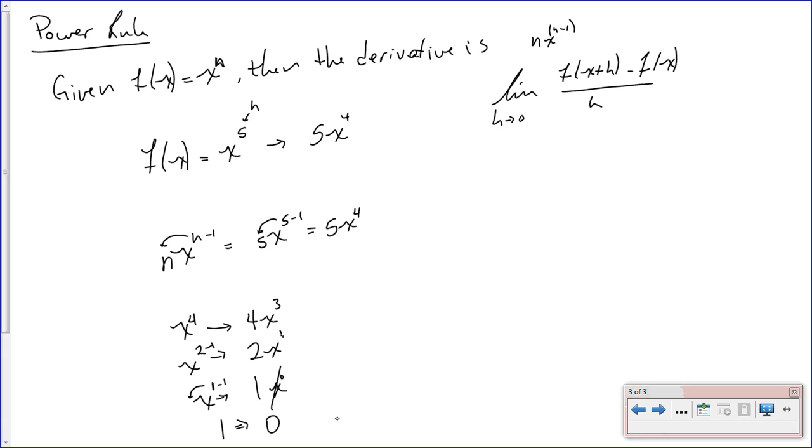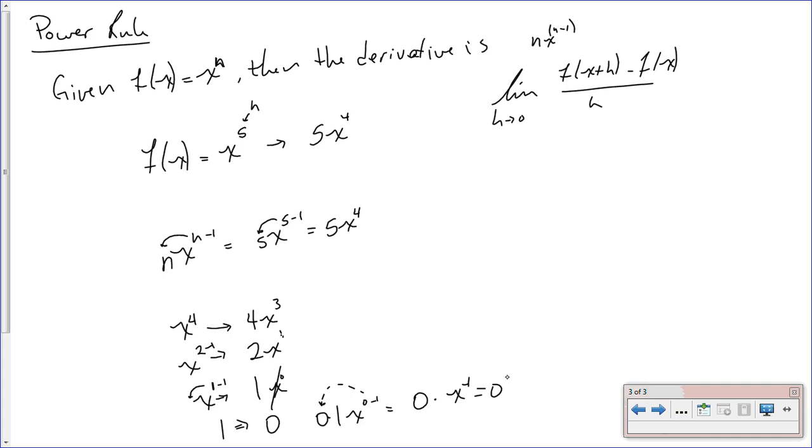Here's why. So technically, this is 1 times x to the 0 power. You drop the 0 out front. Now it's 0 times 1 times x, so this would be 0 times x to the negative 1. Well, it doesn't matter what x is, that is 0.